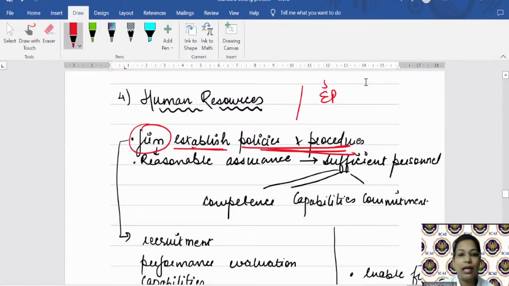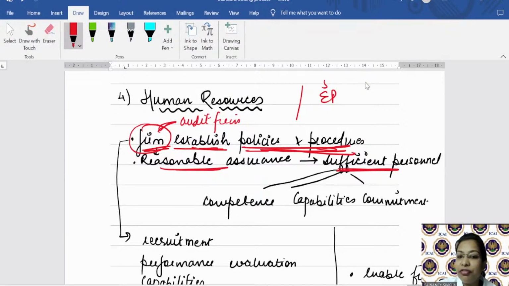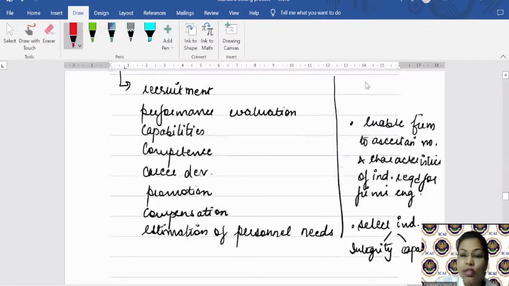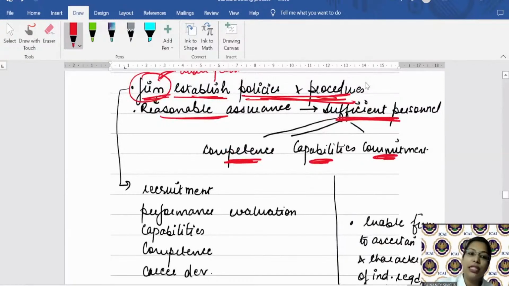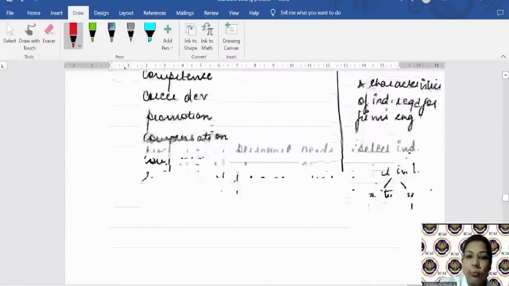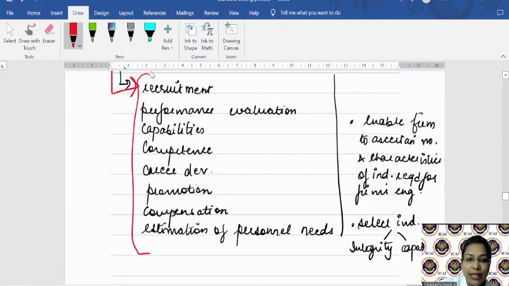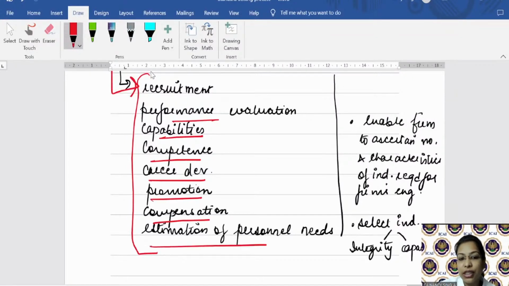Right? So for all those who are asking me how to learn, how to write in exam: the firm needs to establish the policies and procedures. और ये audit firm की बात कर रहे हैं. I hope it is clear. So as to obtain reasonable assurance that the firm has sufficient personnel with the competence, capabilities, commitment to ethical requirements. ठीक है? उसके लिए now, policies and procedures relating to what all? Recruitment, है ना? Performance and evaluation, capabilities, competence, career development, promotion, compensation, estimation of personnel needs. So these are what?